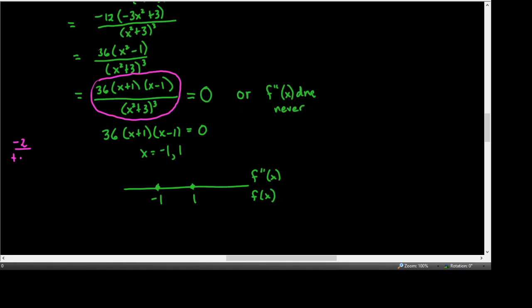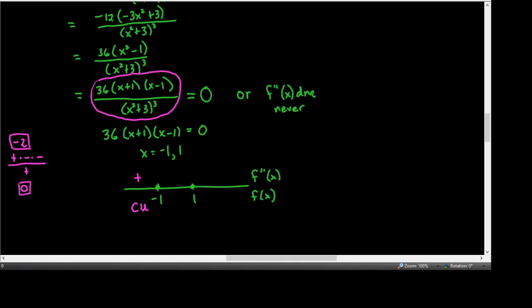Negative 2 plus 1 is a negative number. Negative 2 minus 1 is a negative number. Divided by x squared plus 3. See, negative 2 squared is positive 4. 4 plus 3 is 7. 7 cubed is a positive answer. So positive times negative divided by positive is positive, which means that the function from negative infinity to negative 1 is concave upward.